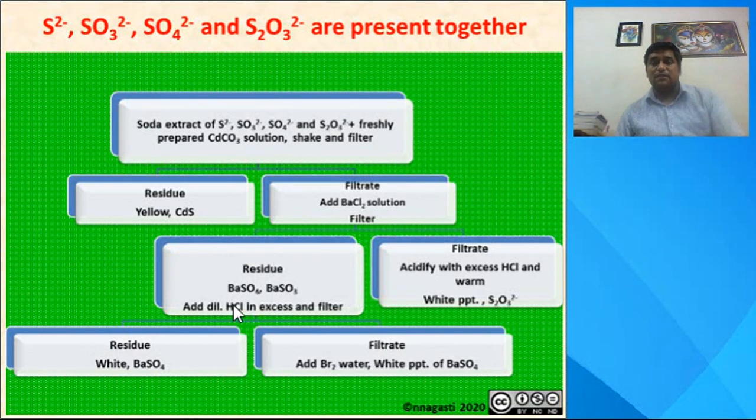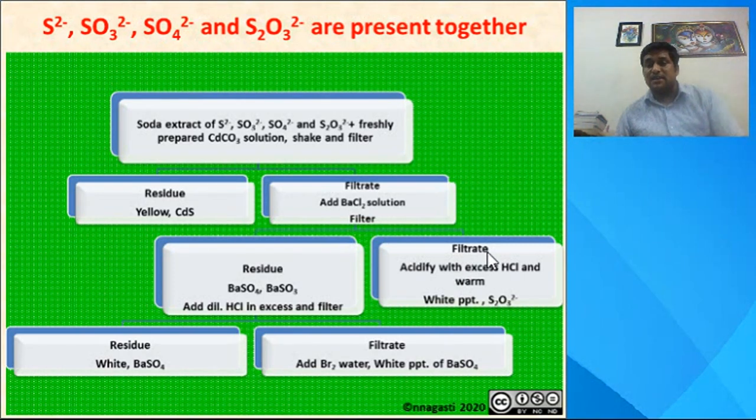To the residue add dilute HCl in excess and filter. Dilute HCl will not be able to dissolve barium sulfate, so if you filter that, barium sulfate can be separated in the form of residue. In the filtrate we will get barium sulfite, which is soluble in dilute HCl. Add bromine into this solution, and this bromine will convert sulfite into sulfate and we will get barium sulfate precipitate, and that's how we will be able to separate sulfite.